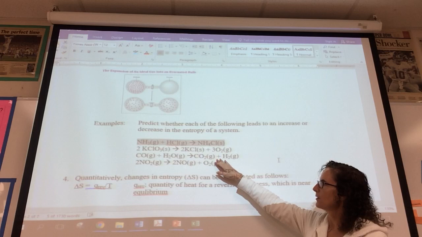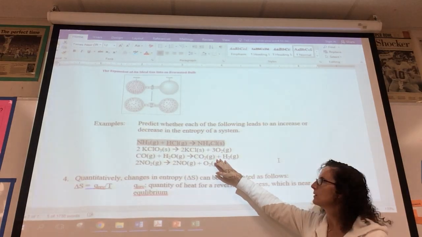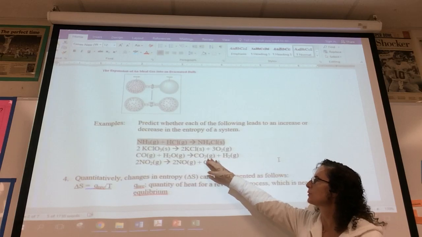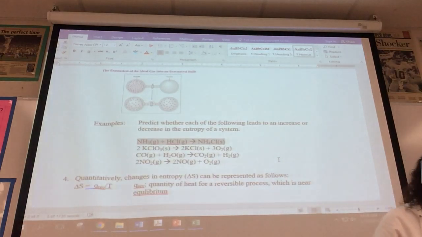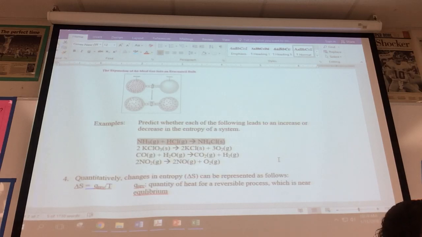Tough to predict here. You've got carbon monoxide and water, both are gases. You've got carbon dioxide and hydrogen, both are gases. How many moles of gas do you have on the left? 2. How many moles of gas on the right? 2. You could never, at your level, predict this. You would need to calculate delta S, which we'll do in a minute.